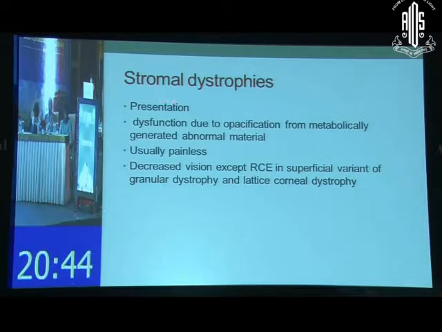If you have lesions which are present in the stroma, we are dealing with stromal dystrophy, and they present mainly due to opacification from the deposition of metabolically generated abnormal material, unlike the anterior dystrophy where there is a breakdown of the epithelium. They are usually painless. The vision may be decreased, and they may be painful only in things like granular dystrophy, which has a superficial variant with the feature of recurrent corneal erosion, which may happen in granular dystrophy or it may happen in lattice corneal dystrophy.